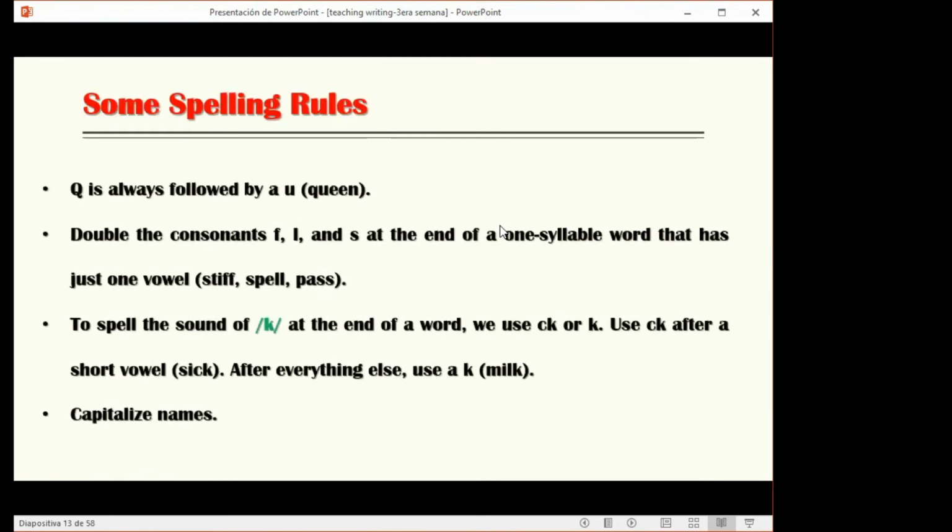The letter Q. Q is always followed by a U. Queen, for example. Quiet. Quiet, quiet. Here we have homophones. Quite, the adverb, and quiet, the adjective. The intensifier, quite, and quiet, the adjective. Be careful with the spellings. Sometimes the students get confused. I'm talking about these two words.